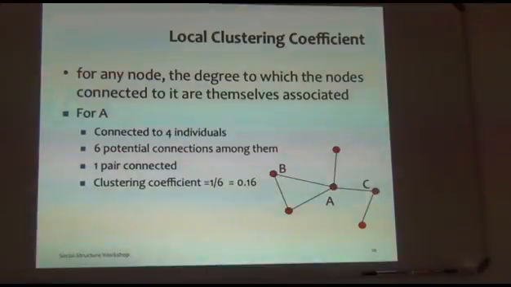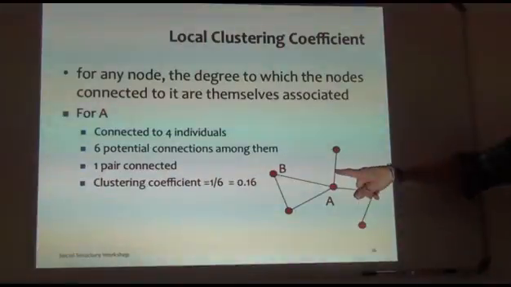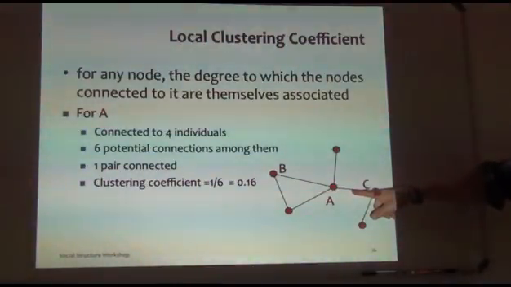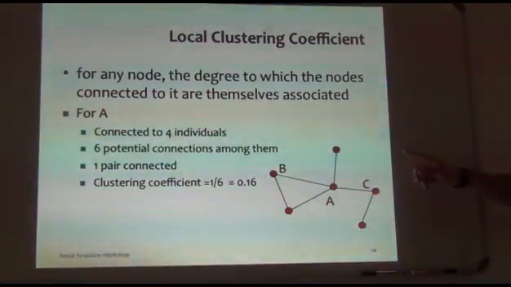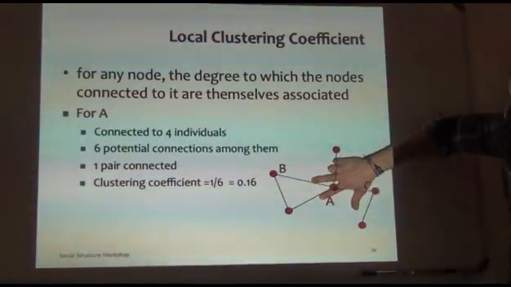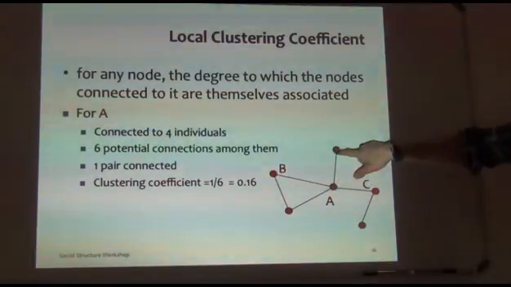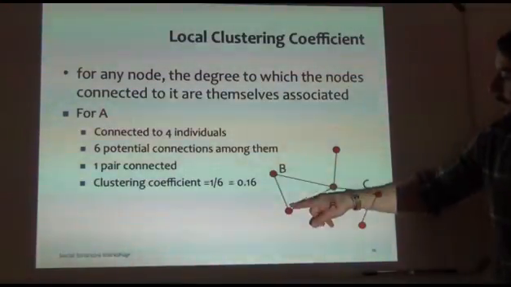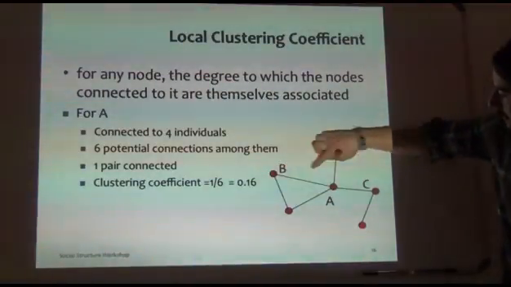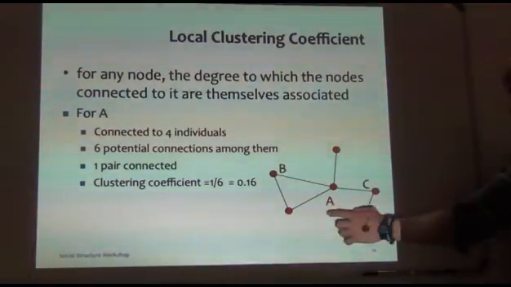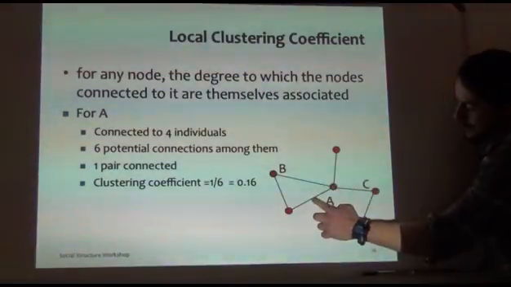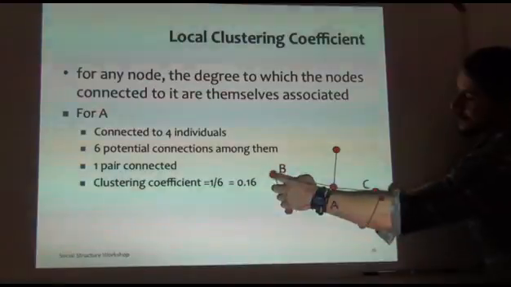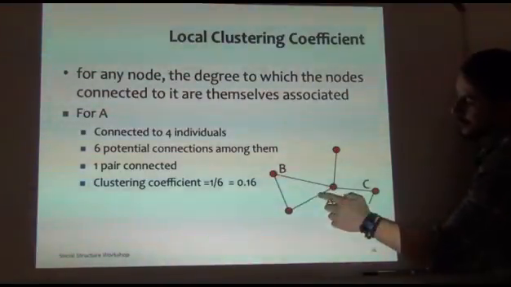To illustrate, the clustering coefficient for A here. A is connected to 1, 2, 3, 4 individuals, but these have 6 potential connections between them. Between these two, we have 1. Between these two, we would have another 1. Between these two, another 1. And you could also connect this one with this one, and this one with this one. So among the individuals connected to A, we have 6 potential connections between them, but we see just 1.